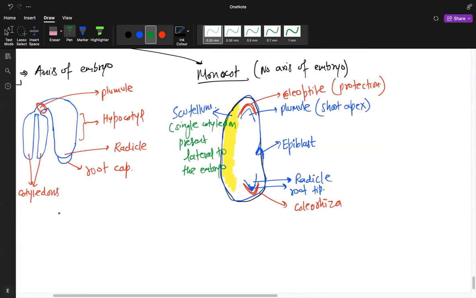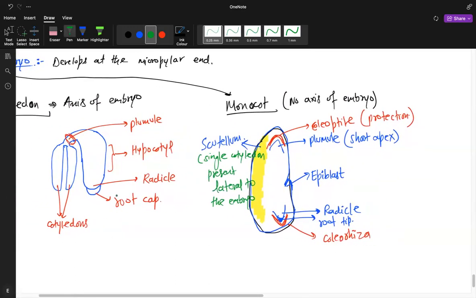But you can find some similarities. There will always be a radicle and a plumule. There will always be a root cap. In here, there are protective coverings called coleoptile and coleorhiza. Let me write this more clearly. Coleoptile.